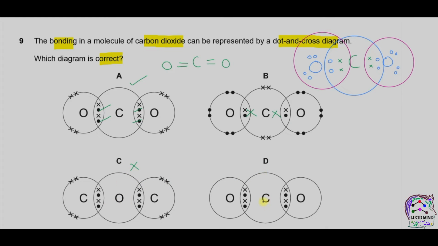In part D, we can see we have only 2 electrons shown for the oxygen atom, while there are 6 electrons in the outermost shell of oxygen. Correct option is therefore A.